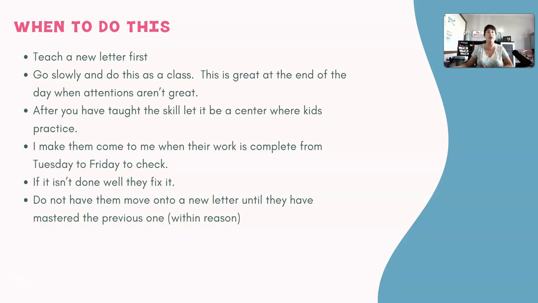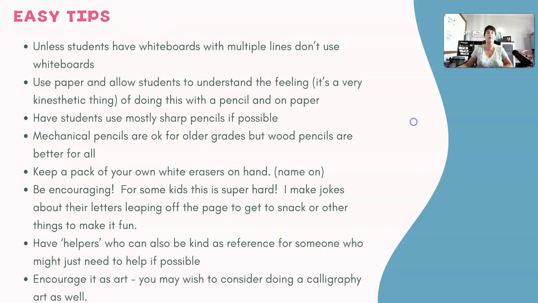They can rush through. They can get it done in a really crummy way. And then I'm going to make them fix it. So they quickly learn that it is better to go slowly and do exactly what they're supposed to do, and not move on quickly, so that they do a really good job. Because I do erase when things are not correct. Easy tip: unless students have whiteboards with multiple lines, and even then, really, please don't use whiteboards with students. They have a different feel. So one of the things I said is use paper and allow students to understand the feeling. It's very kinesthetic. And you know that even from writing on paper to writing on a whiteboard as a teacher.